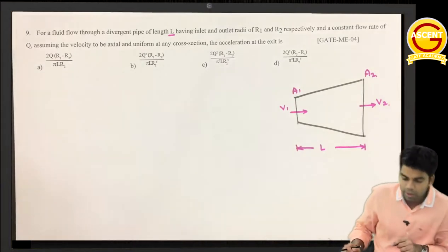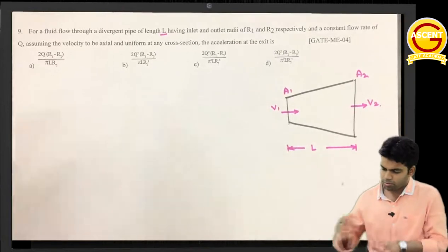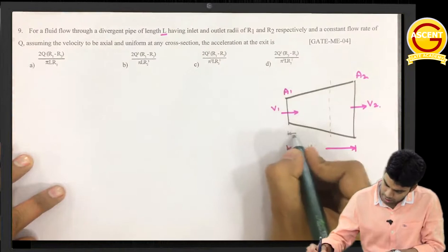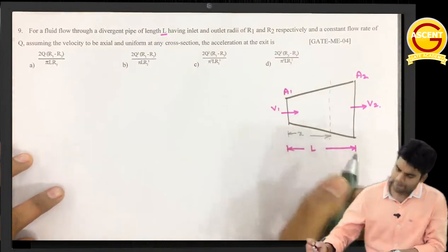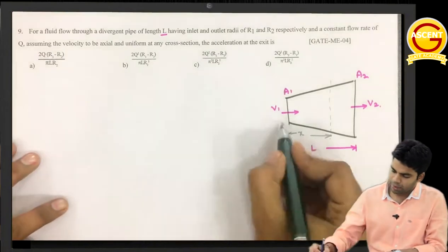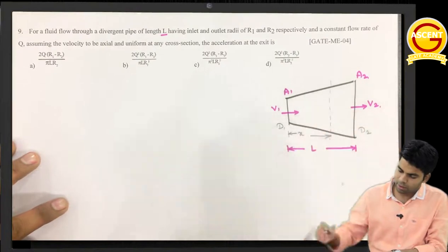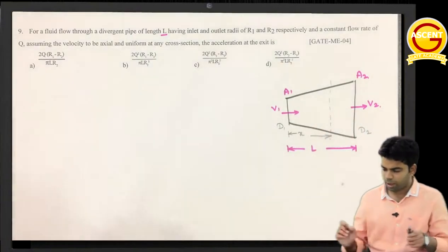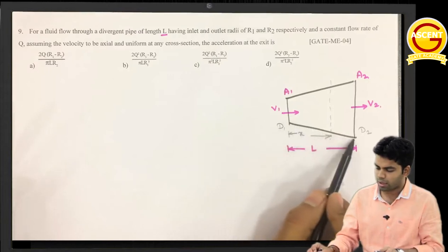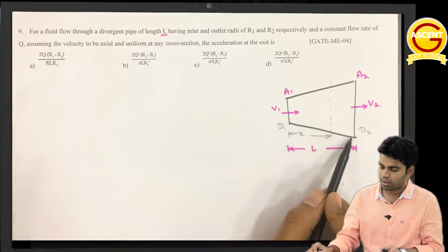Now how can we determine this acceleration at exit? Suppose we are considering a section at a distance x from this end. Now the diameter here is d1, the diameter here is d2. What will be the diameter at this particular section? That we can determine. How? Because with respect to x, the diameter is changing linearly.